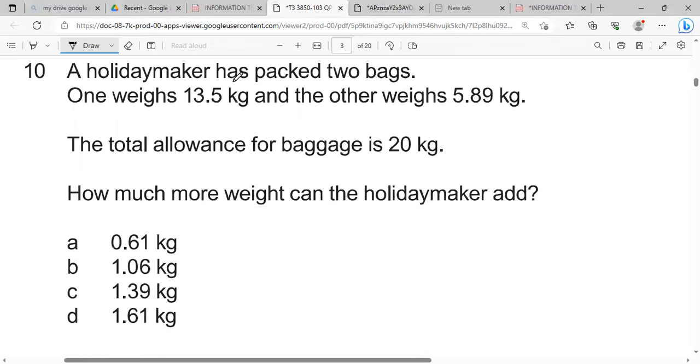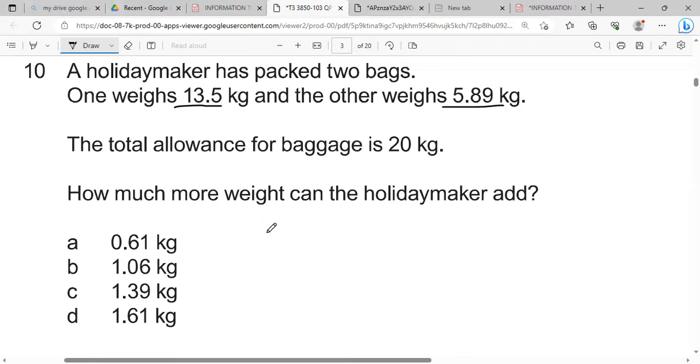Alright, so a holiday maker has packed 2 bags. One weighs 13.5 kilograms and the other weighs 5.8 kilograms. The total allowance for baggage is 20 kilograms. How much more weight can the holiday maker add? So basically, they give us the 2 weights. So what we're going to do is add both of them.